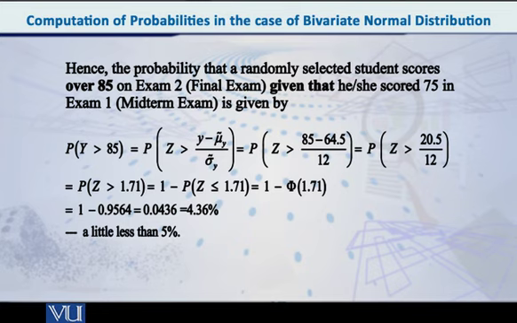तो फाइनल नतीजा क्या निकला? हमने ये कंक्लूड किया कि it is quite unlikely that a student who scored 75 in the midterm exam will be scoring more than 85 in the final. This is an example of computation of probabilities in the case of the bivariate normal distribution.